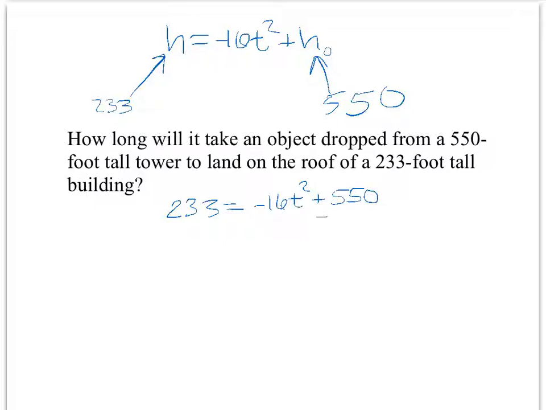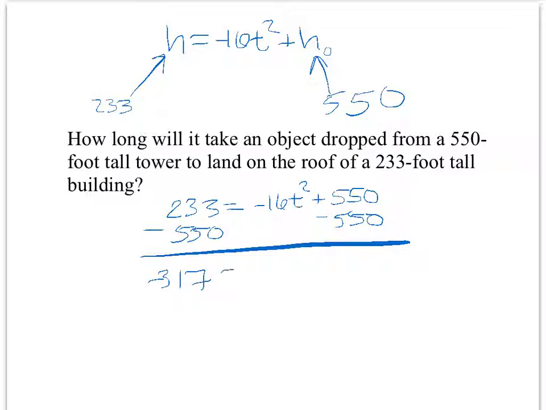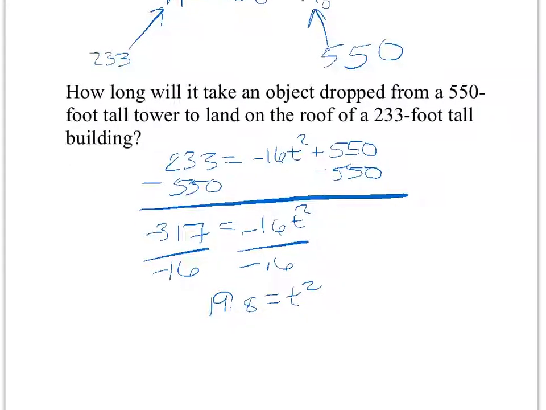And so I go ahead and solve. I'm going to subtract 550. So we have 233 minus 550 gives me negative 317 equals negative 16t squared. I divide everything by negative 16. So let's see, 317 divided by 16 gives me 19.8. But that's what t squared equals. That is not what t equals.